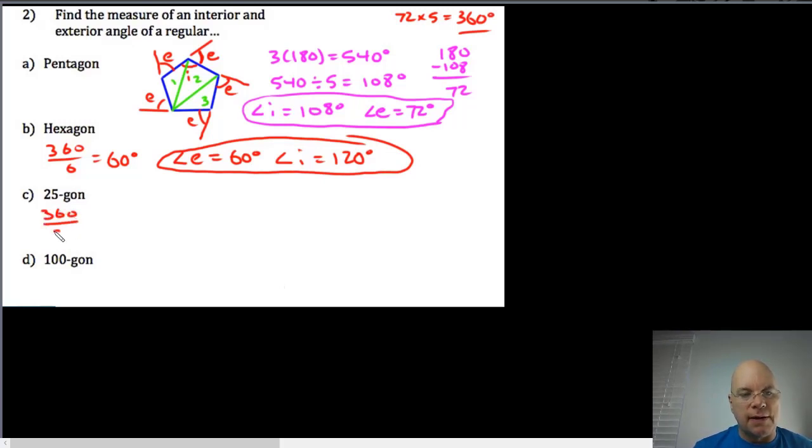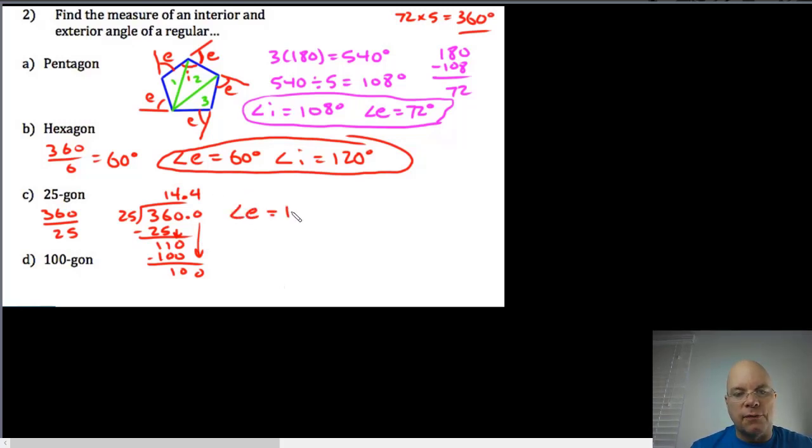360 divided by 25. I don't know that off the top of my head, so I'm going to just do that division real quick. There's 125 and 36. Subtract, I get a difference of 11. Bring down the 0. There are 4 25s and 110. And bring down the 0. I'm going to get exactly 4 25s and 100. So the exterior angle for the 25 gon is 14 and 4/10 degrees. And the interior angle would be 180 minus 14 and 4/10.